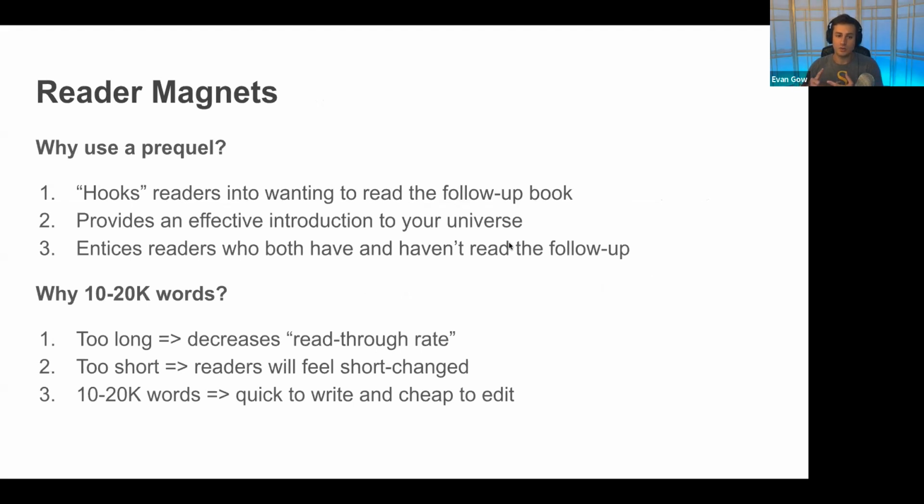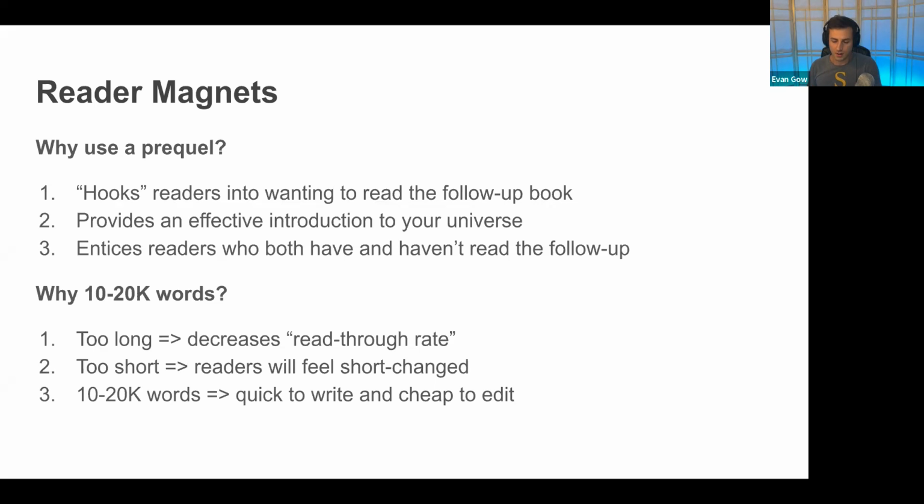The great thing about a prequel is that it hooks readers into wanting to read the follow-up book. And the other great thing to do, if you use a prequel as a reader magnet, is to put chapters 1, 2, or 3, however many you want, at the end of that prequel. That way, readers who read that prequel will start on reading book 1 in that series, and that will be a cliffhanger for them to really jump into and want to buy into book 1. It also provides an effective introduction to your universe.